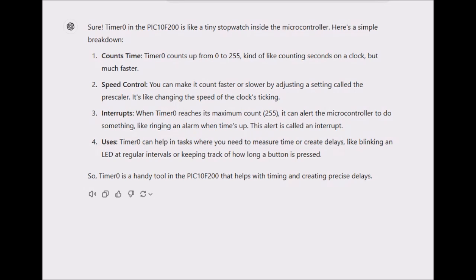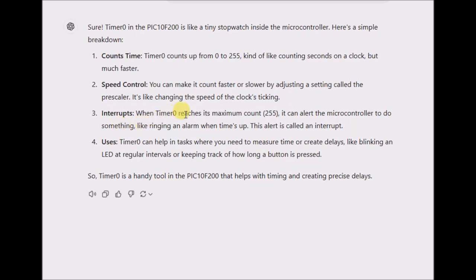So I asked ChatGPT for a very simple explanation of Timer 0 before I continue on.